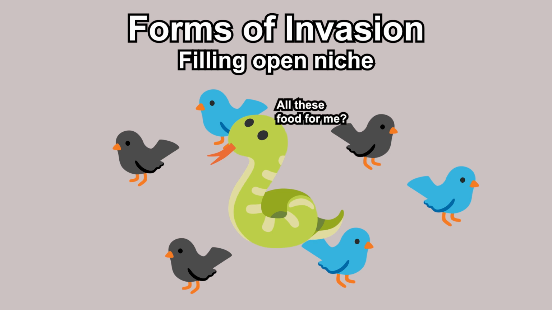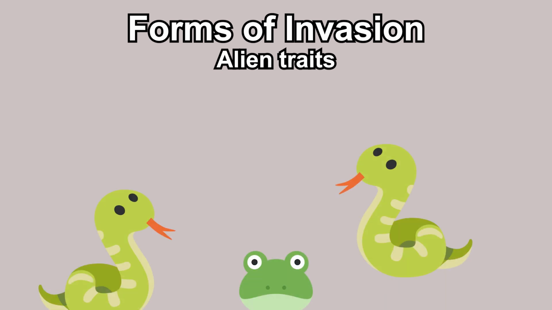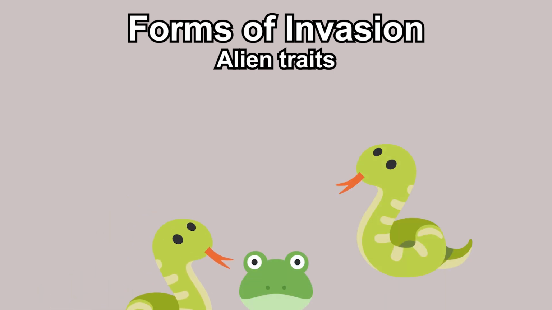An open niche could also mean they don't have any competition. In some cases, they don't even have any predators, so nothing controls them except for the carrying capacity of the habitat. The fourth way, they have traits that the native species cannot overcome. For example, if you introduce poisonous animal to a habitat with little to no poisonous animal, a lot of predators will die because they aren't adapted to overcome or avoid poisonous prey.